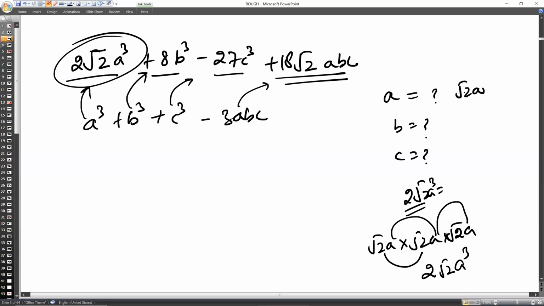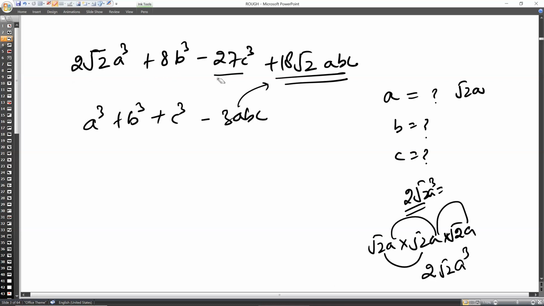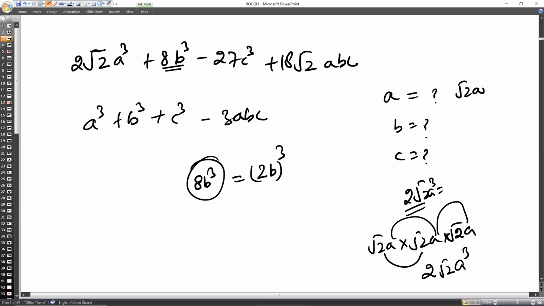Rima, got it? Then tell me what is the value of B here? What is the value of B here? 8b cube. Sorry, 8b cube. So that is the cube of which number? 8 is the cube of which number? 2. Okay, got it. Then you can write B is 2b.